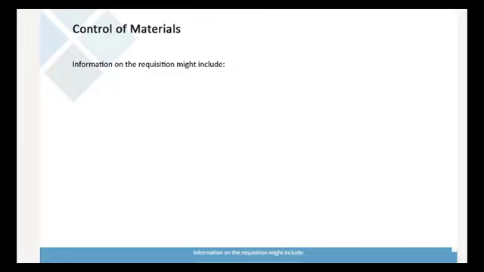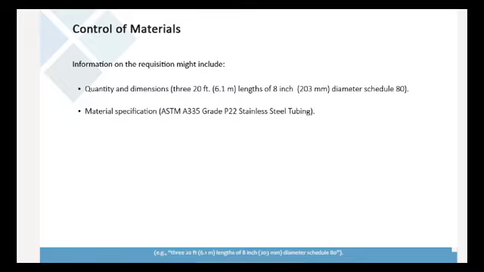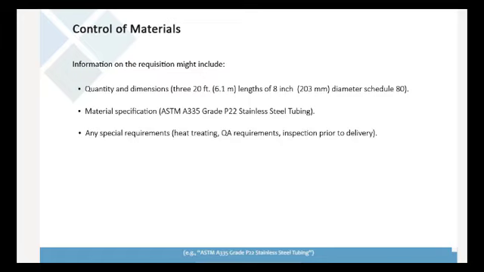Information on the requisition might include quantity and dimensions. For example, 3 20-foot lengths of 8-inch diameter Schedule 80. Material specification. For example, ASTM A335 grade P22 stainless steel tubing. Any special requirements. For example, heat treating, quality assurance requirements, or inspection prior to delivery. And requirement to supply mill test certificates.